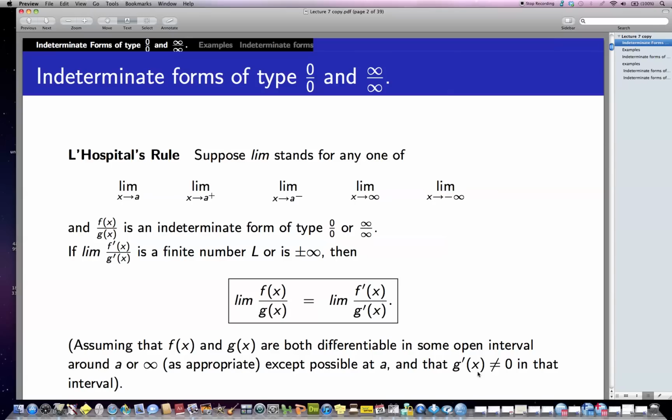If those conditions are fulfilled, then if I let limit stand for any one of these limits, and suppose I have an indeterminate form of type 0 over 0 or infinity over infinity, then L'Hopital says that the limit of the quotient, f of x over g of x, is the limit of the quotient of the derivatives. And quite often this quotient of the derivatives is no longer indeterminate, and we can figure out what the limit is.